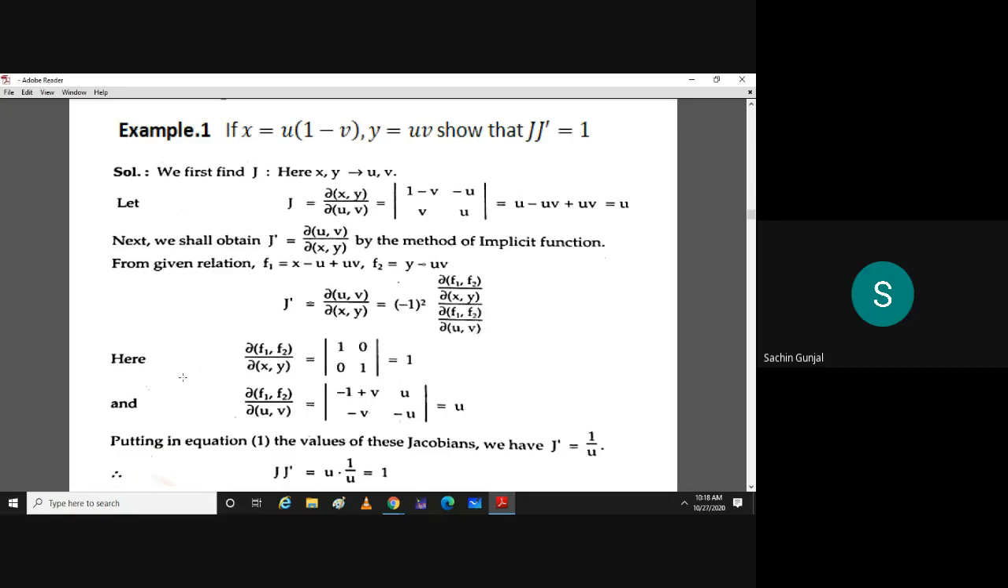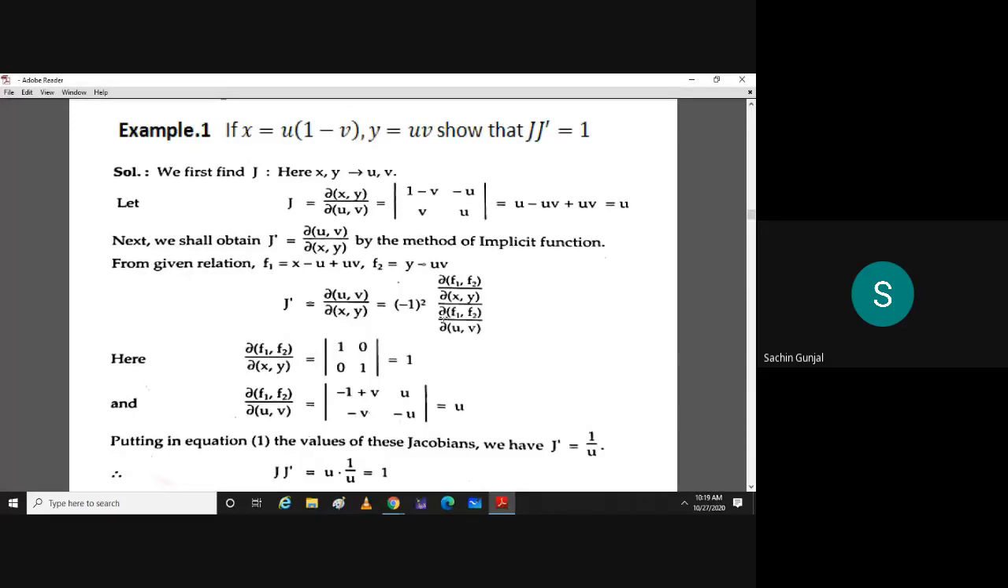Now the first Jacobian, that is f1, f2 with respect to xy. So f1 with respect to x is 1, f1 with respect to y, there is no term of y, so it is 0. Then f2 with respect to x is 0 and f2 with respect to y is 1. So this Jacobian of f1, f2 with respect to xy is 1.